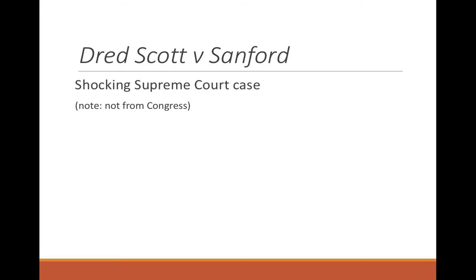The doctor takes him to the free state of Illinois, but keeps him as a slave, and then they go on to the free territory of Wisconsin, which is free, of course, under the Missouri Compromise. Scott probably could have sued for his freedom then. It wasn't legal that he be kept as a slave, but he didn't. He later sues for his freedom when he's back in Missouri in 1847. The case goes through several appeals where at one point Dred Scott wins and at another point the owner wins. Finally, it goes to the Supreme Court in 1857.